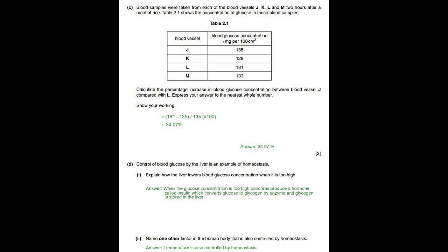Control of blood glucose by the liver is an example of homeostasis. Explain how the liver lowers the blood glucose concentration when it is too high. And the answer is: when the glucose concentration is too high, the pancreas produces a hormone called insulin, which converts glucose to glycogen by enzyme, and glycogen is stored in the liver. Name one other factor in the human body that is also controlled by homeostasis. The answer is temperature is also controlled by homeostasis.